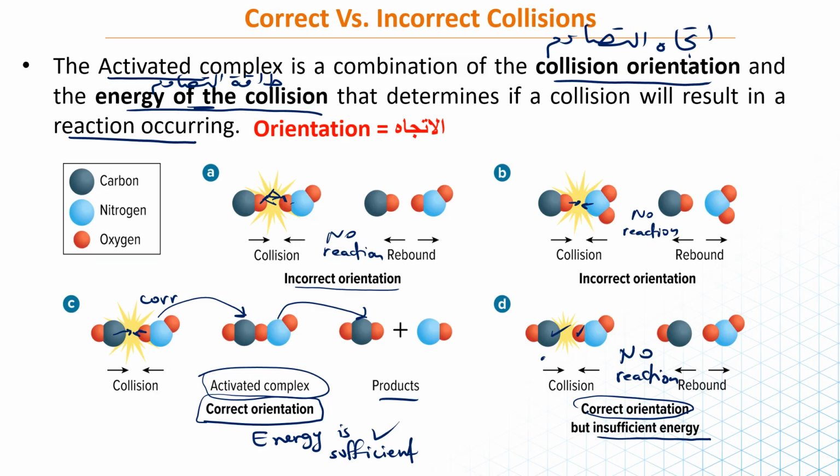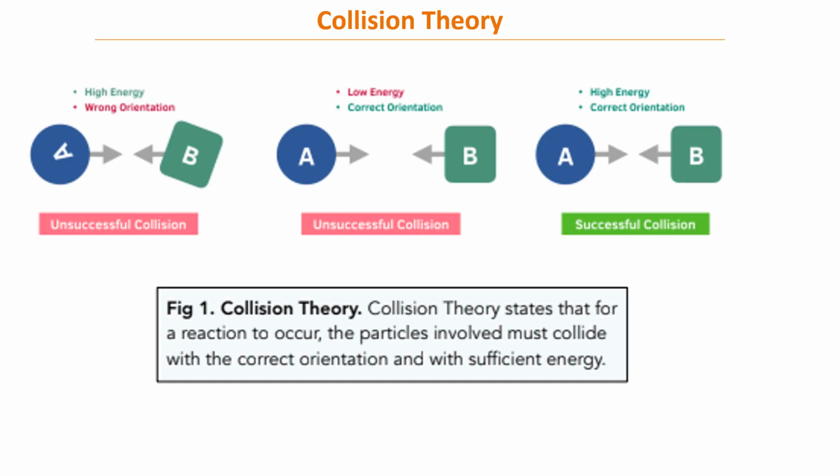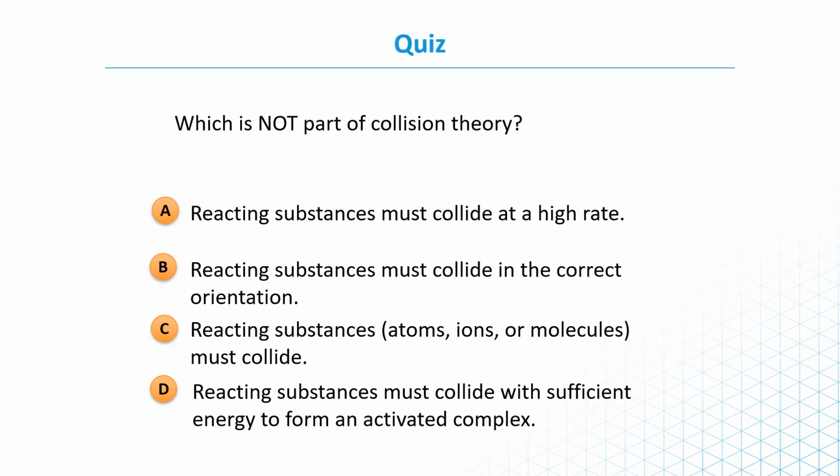So for a reaction to happen, reactants must collide and the collision should be in the correct orientation and the energy should be sufficient. And this is just a summary of what we saw. هذه ممكن تقرأوها بروحكم. فيها ملخص كل اللي ذكرناه قبل شوي. So now try to quiz yourself. Stop the video and answer the question.